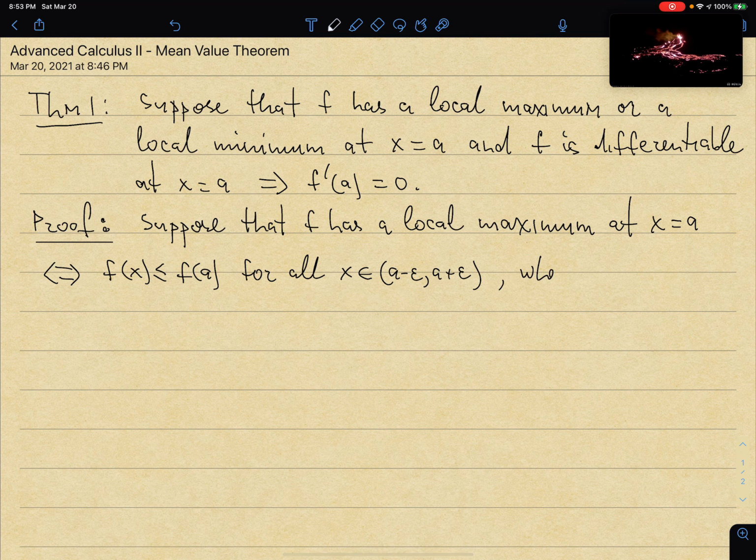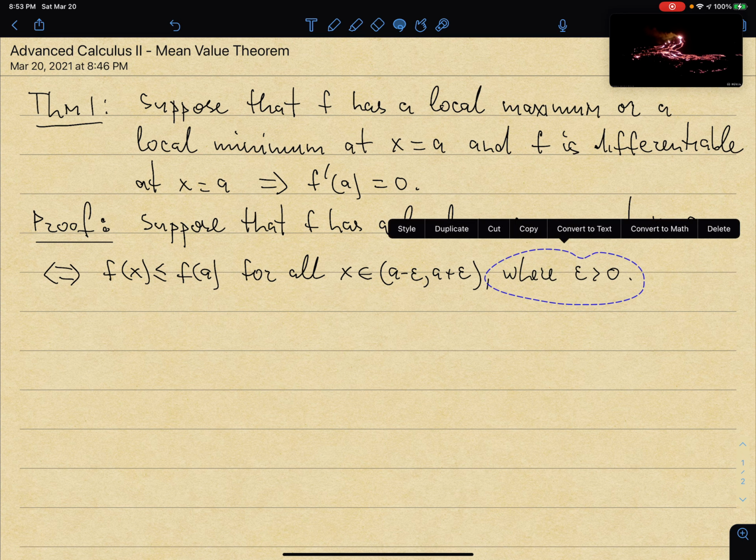where epsilon is greater than 0. So epsilon can be any number, some small positive number. So the function is going to have a local maximum at a certain point if it actually has a maximum at a in the vicinity of a.